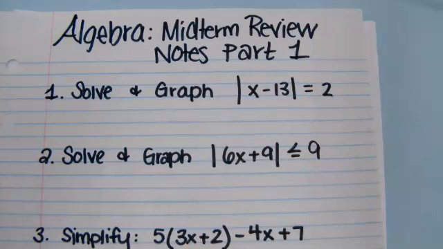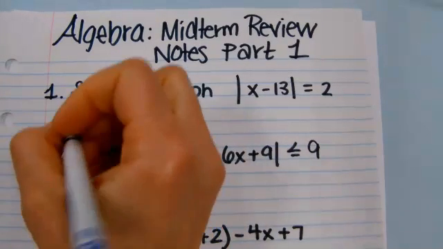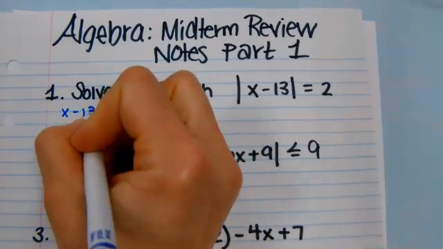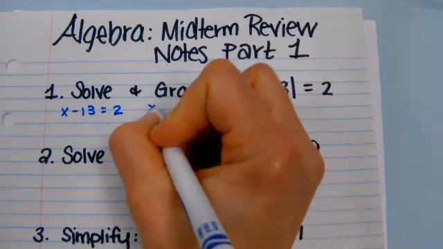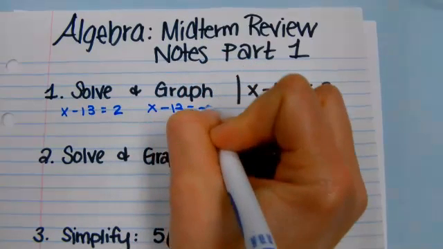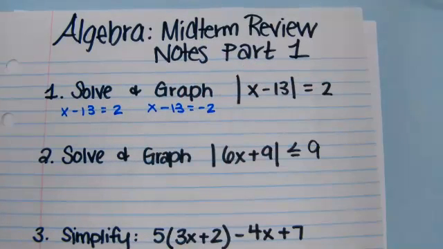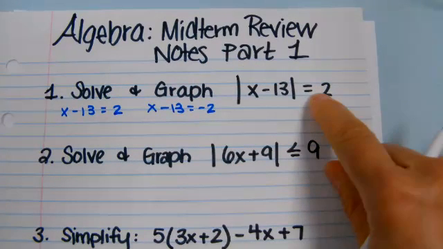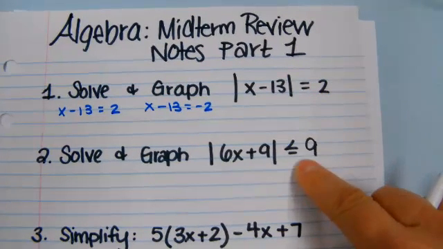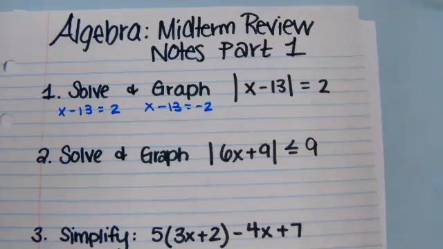Who remembers how I solve it? Go, Anna. I have to separate them. So I'm going to solve x minus 13 equals 2. What's the other thing I'm going to solve? That's right. x minus 13 equals negative 2 is the other thing I'm going to solve. And there's an equal sign here. Super important to notice the difference because it's going to change how we graph it.